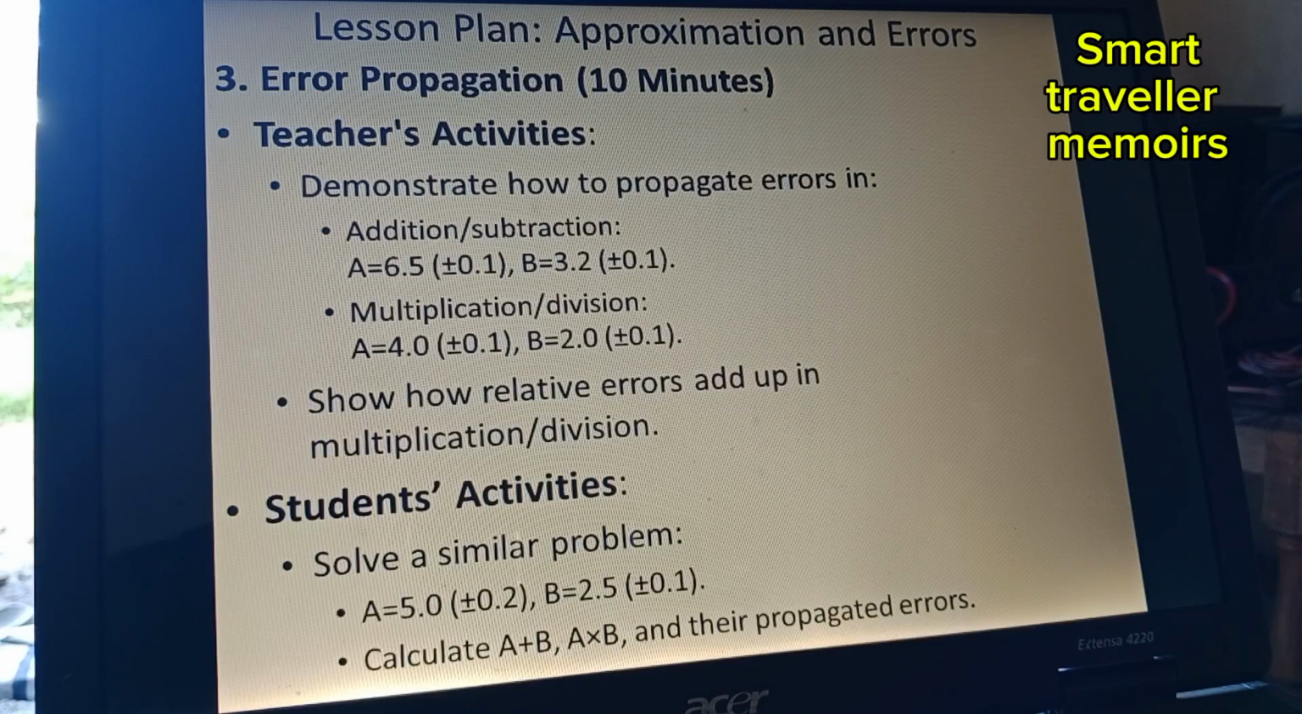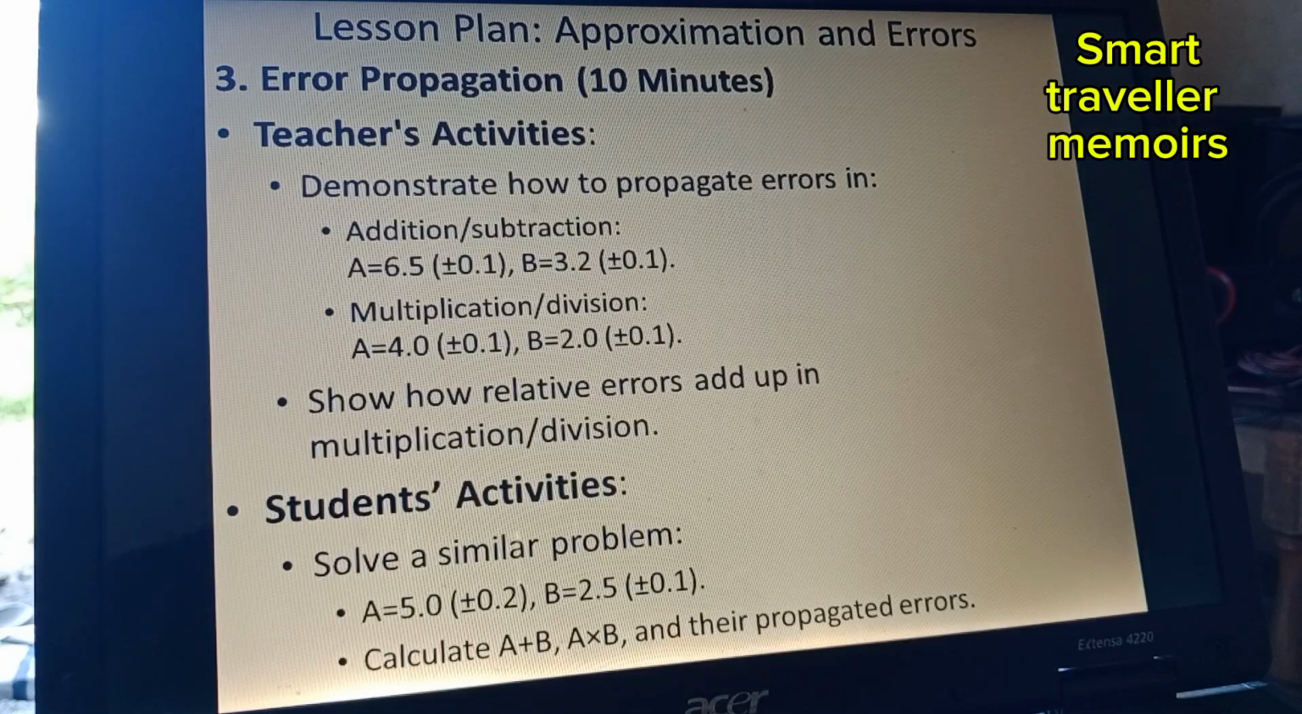Multiplication and division. A equals 4.0 plus or minus 0.1 and B equals 2.0 plus or minus 0.1. Show how relative errors add up in multiplication and division.